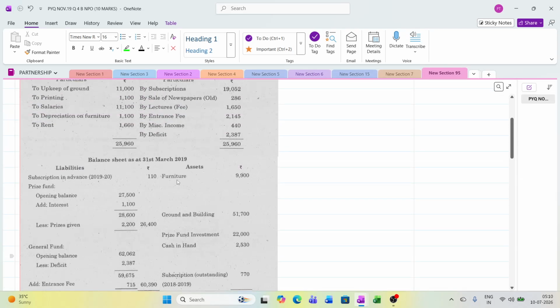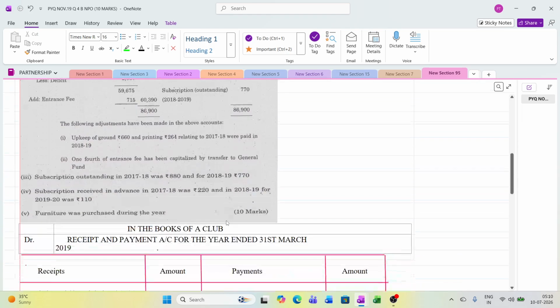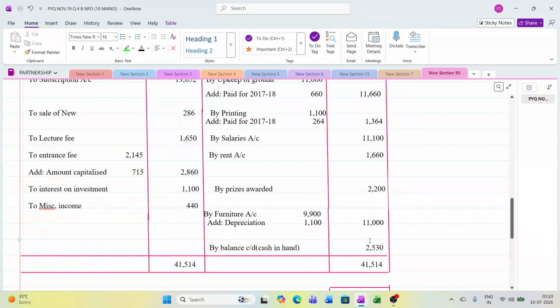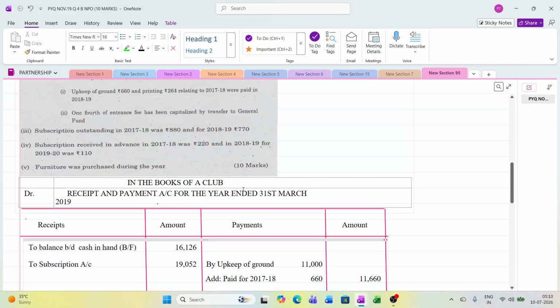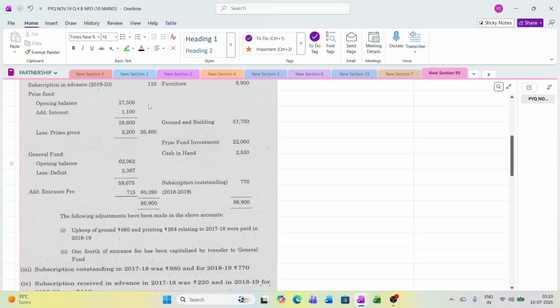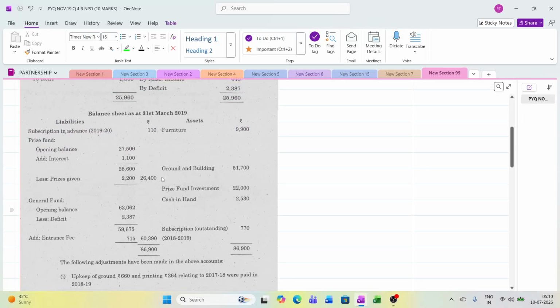Now go to this side. Furniture, you have already adjusted because it was purchased during the year. We have shown it in the payment side column. Ground and building, it was the earlier one. Investment, it is the earlier one. Cash in hand. This is the closing balance, 2,530. So take this 2,530 as closing balance. Now subscription received in advance, subscription outstanding, only that is left out.